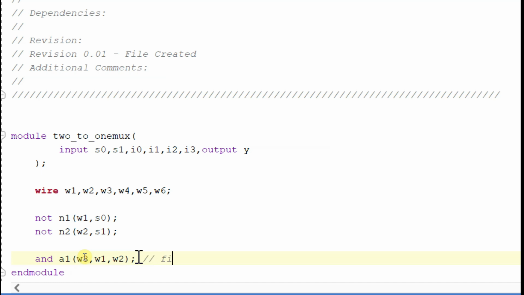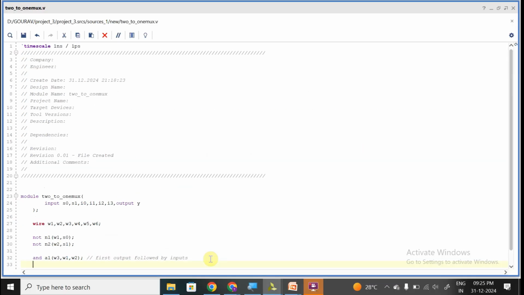First is output followed by inputs. Please remember the syntax. So first is output followed by the inputs. Here W3 is your output and W1 is one of the inputs and W2 is another input. Next, the NOT gate.